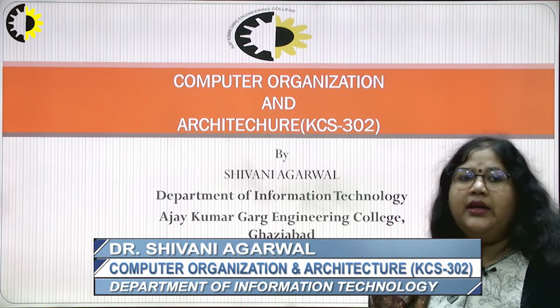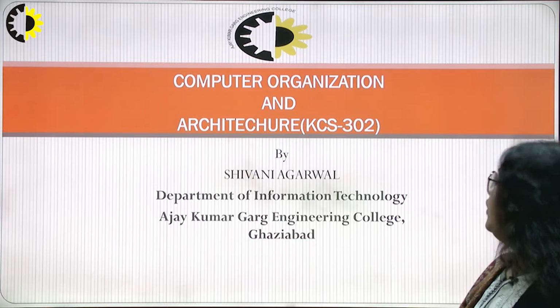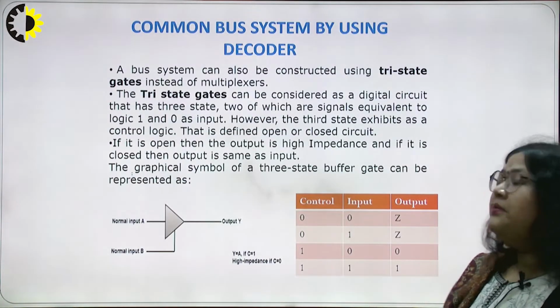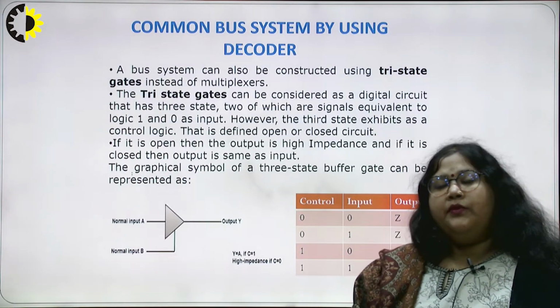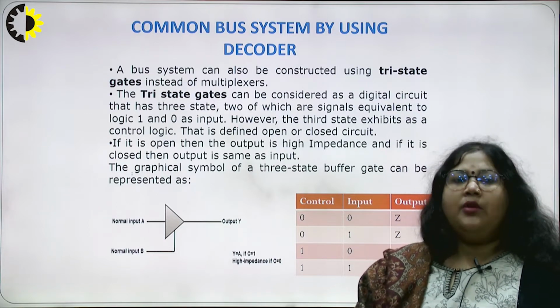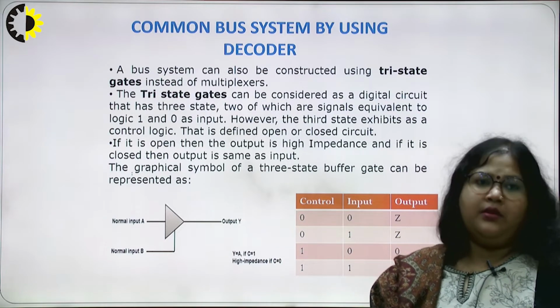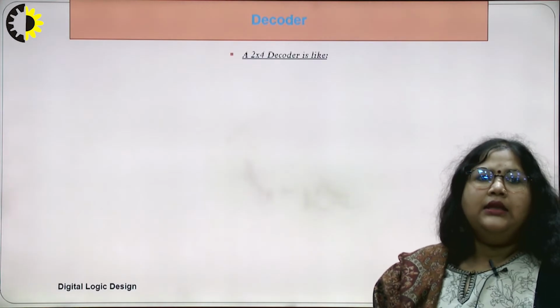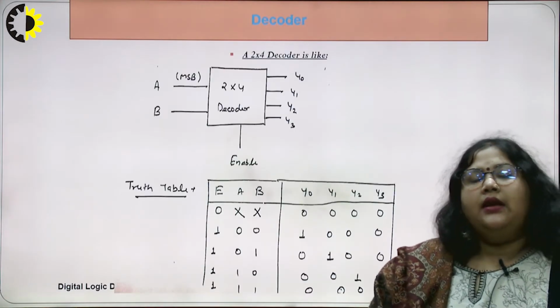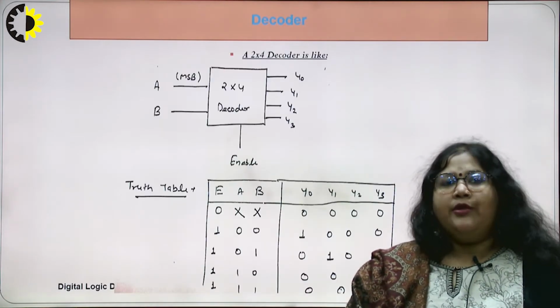Today I start the lecture on the topic of common bus system by using decoder. Before starting this topic, first I will explain what a decoder is. Basically, a decoder has n number of inputs and 2 to the power n number of outputs.